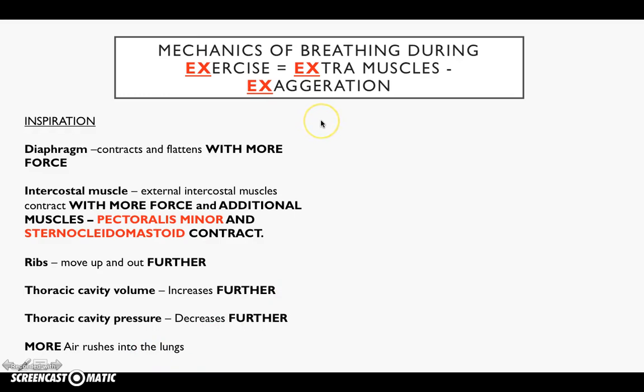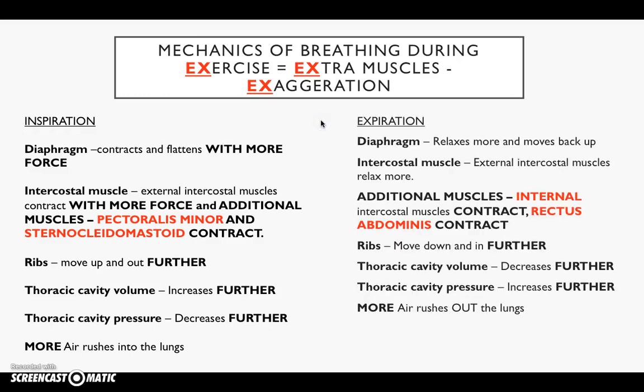Now, during expiration, I just said to you that at rest, expiration is passive, no muscles contract. However, it is different during exercise. That's all you need to know, that during exercise, muscles do contract. What does this cause? This causes things to move up and out or down and in further, increasing further, decreasing further, and we'll just go through it now.